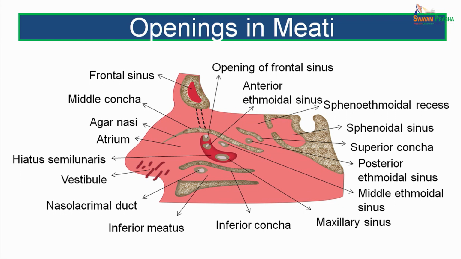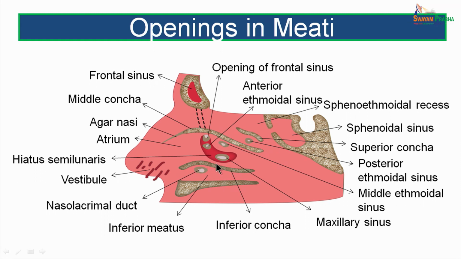Below the bulla ethmoidalis, we see the crescentric depression, that is the hiatus semilunaris. Its anterior end is the funnel shaped infundibulum, which receives the frontal air sinus and the anterior ethmoidal air sinuses, whereas posteriorly it shows the opening of the maxillary sinus. So, the middle meatus has 4 openings for the middle ethmoidal air sinuses, the frontal sinus, the anterior ethmoidal air sinus and the maxillary sinus.